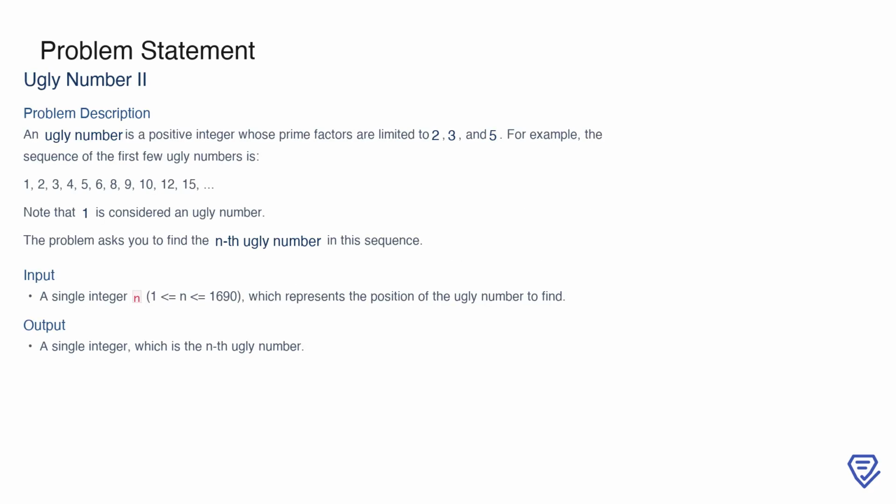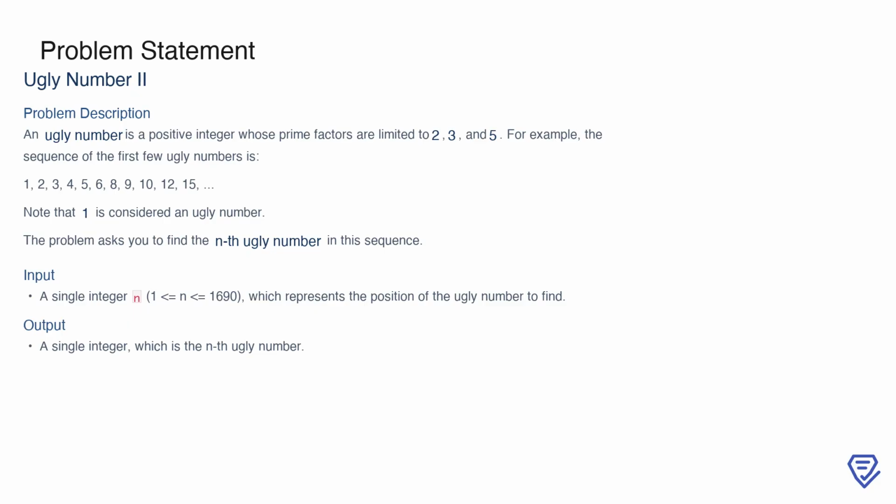In this problem, we are working with a special type of number called an ugly number. An ugly number is defined as a positive integer whose prime factors are restricted to only 2, 3, and 5. To help visualize this, the sequence of the first few ugly numbers is given as 1, 2, 3, 4, 5, 6, 8, 9, 10, 12, 15, and so on. Notice that every number in this sequence is either a product of these prime factors or the number 1, which is considered an ugly number by definition.